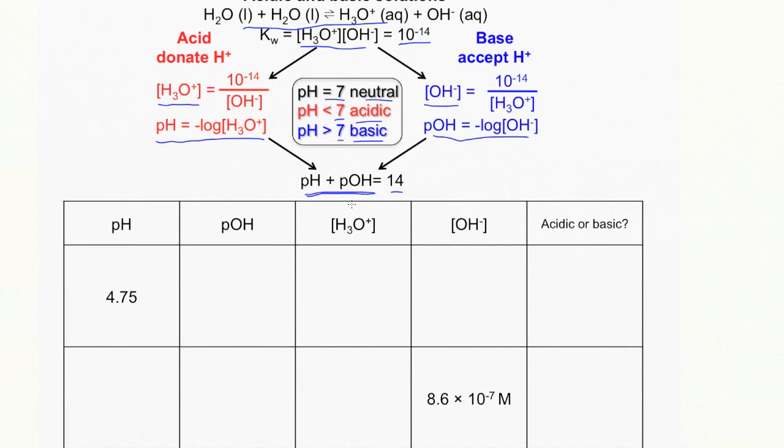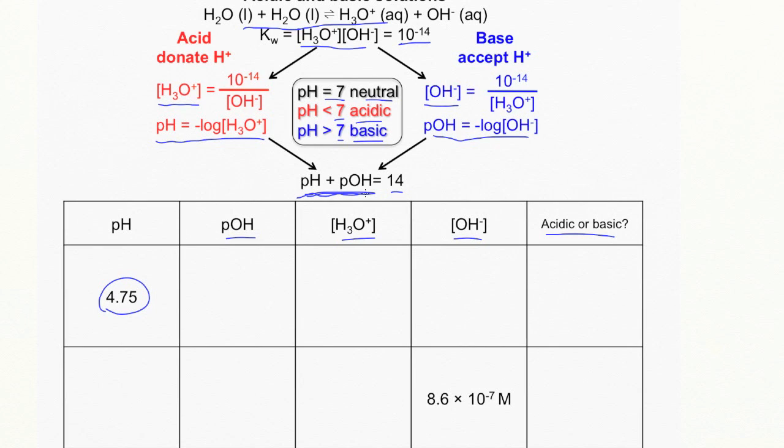Okay, and in this table, I ask you to calculate the pOH value, hydronium concentration, and OH concentration if you know the pH value of this solution. And I want you to identify whether this solution is acidic or basic. Okay, and let's work on this first one. You know the pH value is 4.75. Then how do we find out the pOH value?